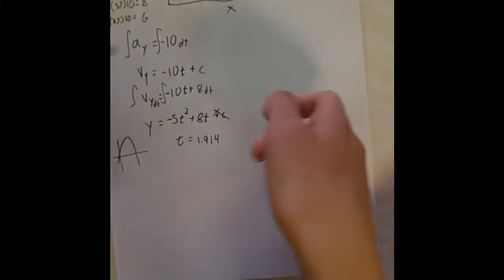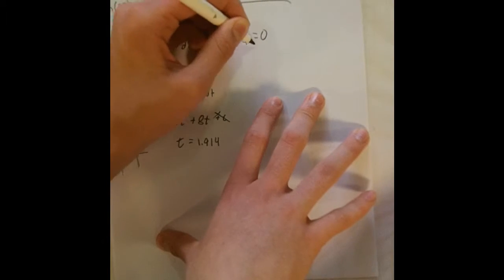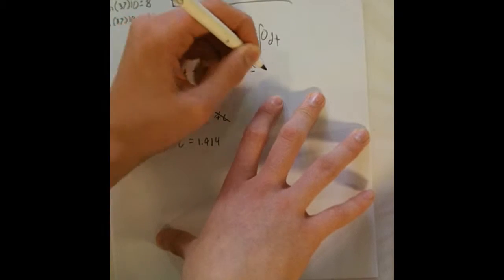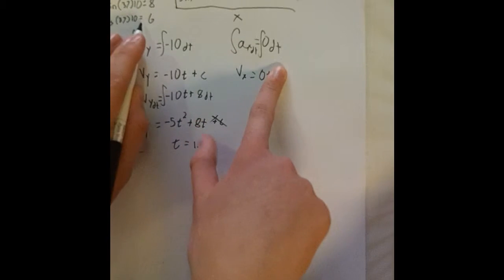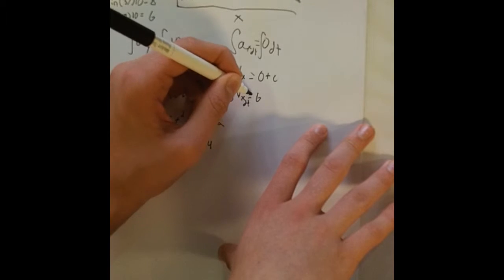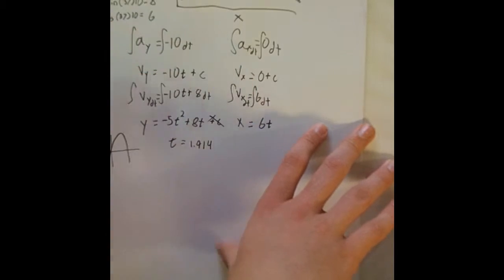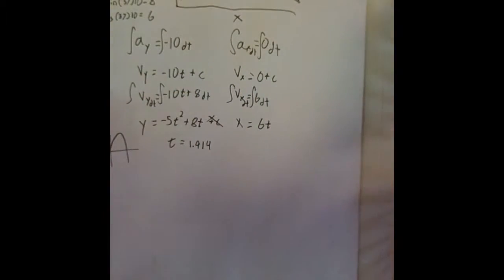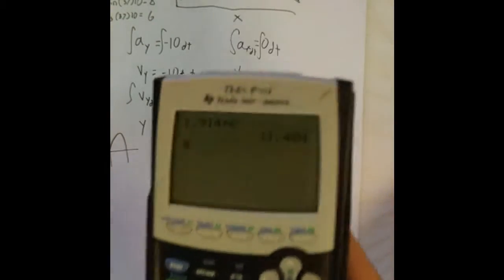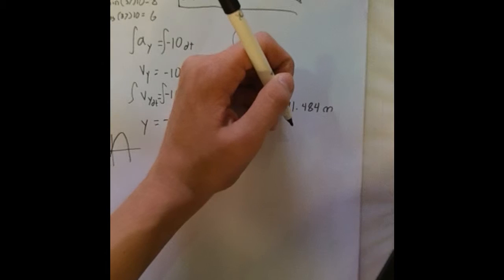Step 2, you gotta go to the x direction. So we have the acceleration in the x direction is equal to 0. The integral in terms of time is equal to velocity in the x direction, which is 0 plus c. And the c is the initial x velocity, so v of x equals 6. And then you take the integral one more time, and you get the x position is 6 times time. So to change in x, you just multiply 1.914 by 6, and then you get your answer, which is 11.484 meters. Hey, Mr. Landry.